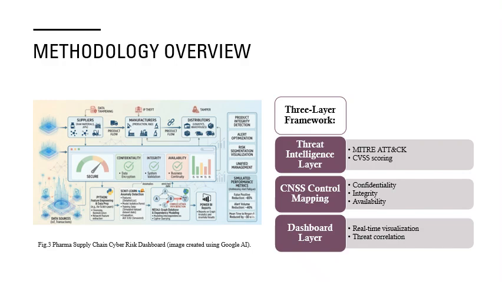So the three layers that you see: threat intelligence can also be shown here from the large picture, and CNS mapping and the dashboard layer in the middle. See how this reacts and what the risks and other things are that impact pharma supply chains.